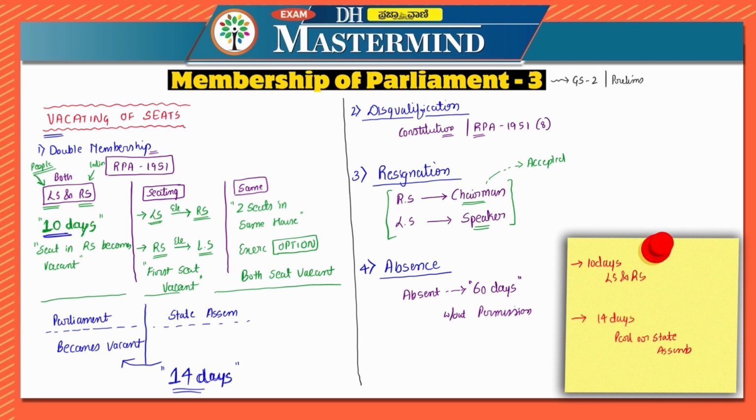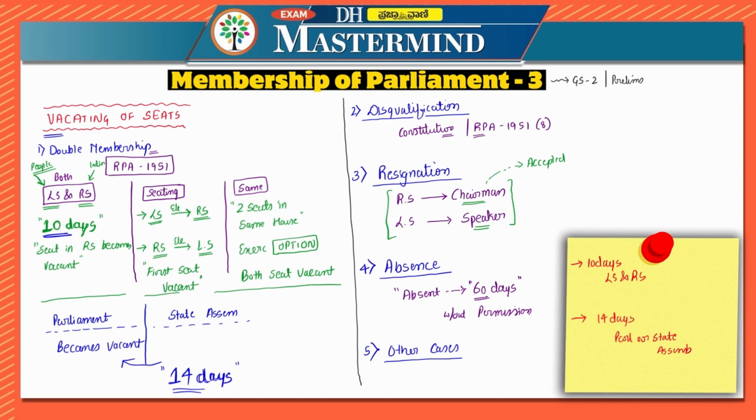Now in case of this 60 days, if the house is prorogued or if the house is adjourned, that is not taken into account. It is on their own thing that they will be absent for 60 days. In that case, the seat will fall vacant. Fifth condition is other cases, which has been given. So 4 cases we have discussed already. Fifth one is other cases.